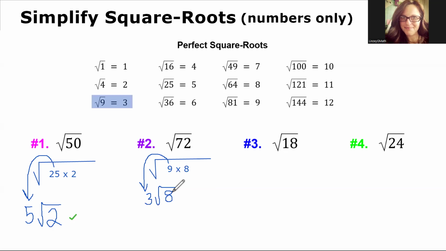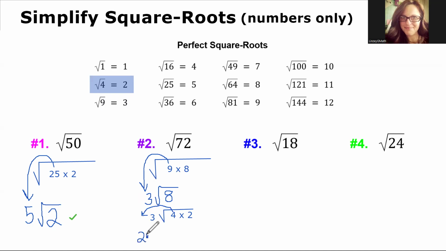However, we can simplify this more. We can break up 8 into 2 numbers that multiply to 8. One of them needs to be a perfect square. 4 times 2. So we can rewrite our square root of 8 as the square root of 4 times 2. 4 is a perfect square. We can take the square root of 4 out from underneath the square root, and we get 2.